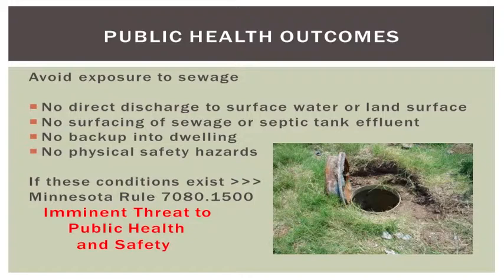If sewage is backing up into the dwelling, that's also another indication that the system is non-conforming and is a health hazard. And there must be no physical safety hazards with the system, such as a cracked maintenance hole cover or a maintenance hole cover that's slipped off and people can get access to the tank, especially a small child. That's also an acute safety hazard, and that's also covered in our code. So if the system fails any one of those compliance issues that I just spoke about, then the system is classified as an imminent threat to public health and safety.